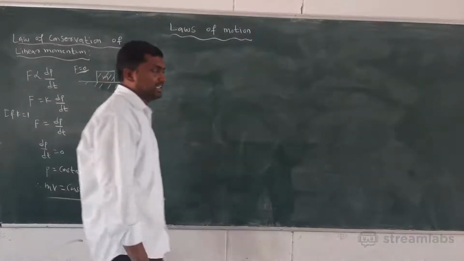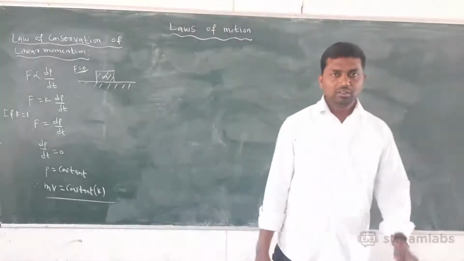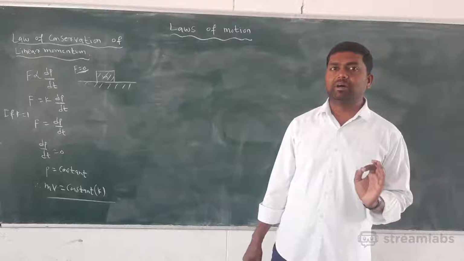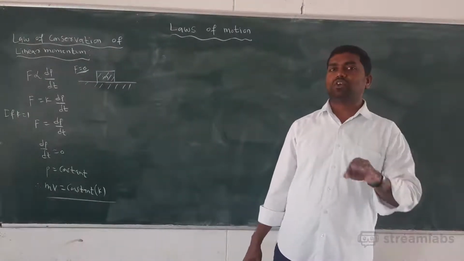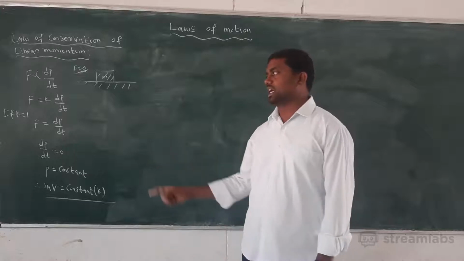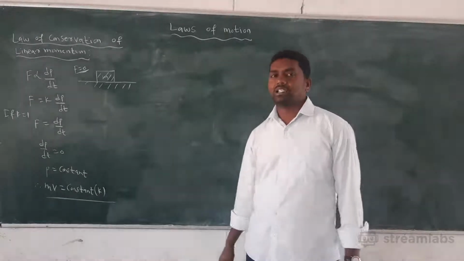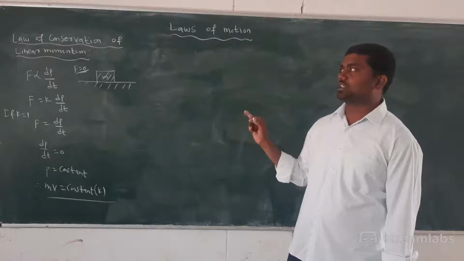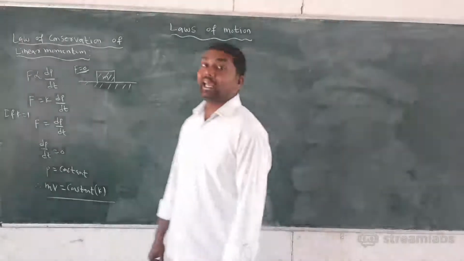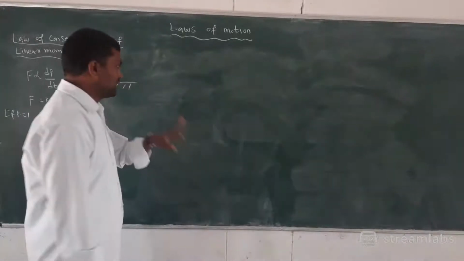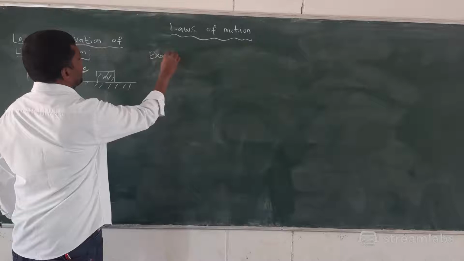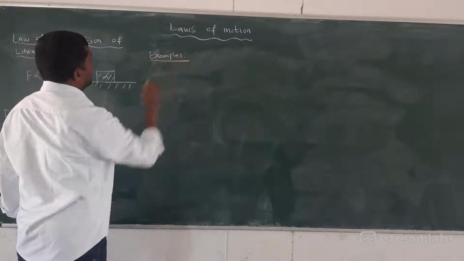So the definition and principle is: if there is no external force acting on the body, then the object's momentum will be constant. So P will be constant. The law is called the law of conservation of linear momentum. Now we can explain examples of the law of conservation of linear momentum. We can write any two examples.